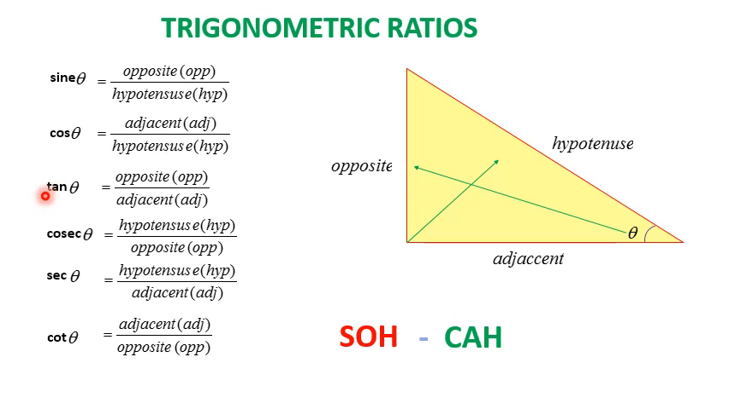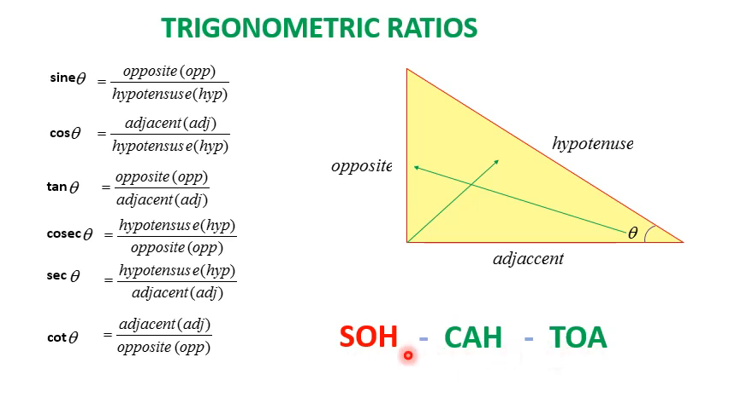Then for remembering tan, first letter of tan that is T, first letter of opposite that is O, first letter of adjacent that is A, that is TOA. So when you read together it is SOH CAH TOA. So SOH CAH TOA you have to remember, or simply learn the alphabets by heart.